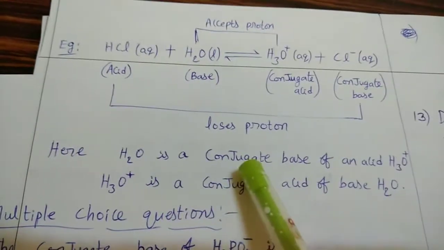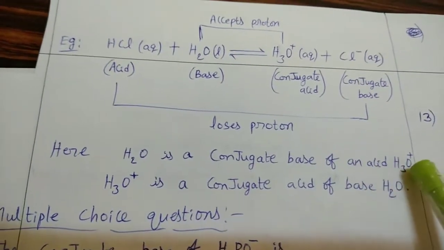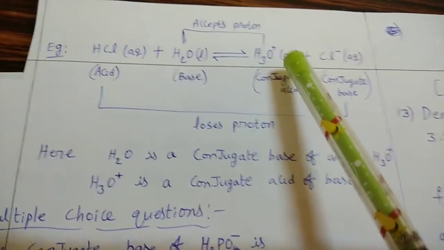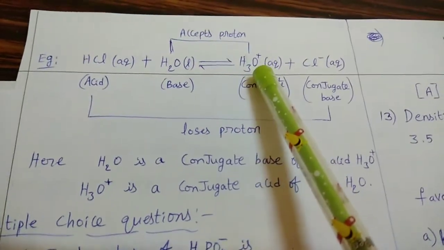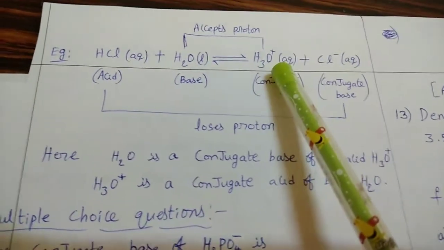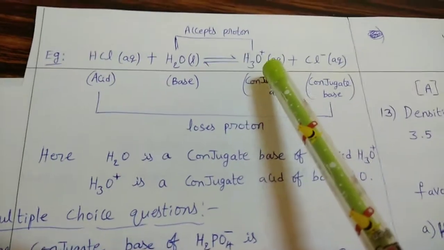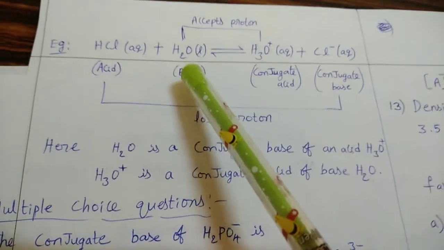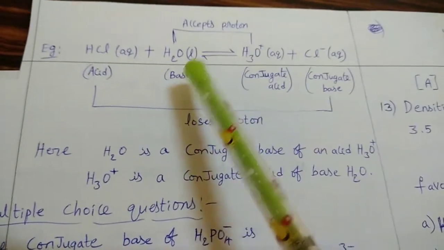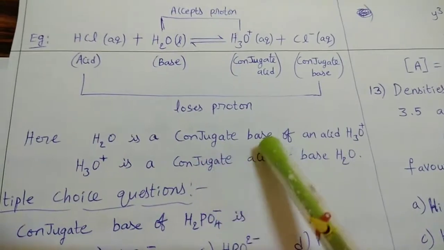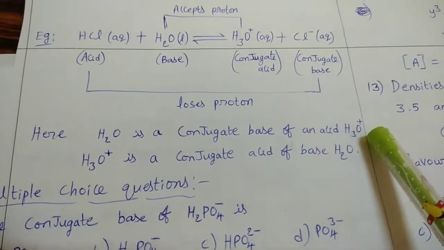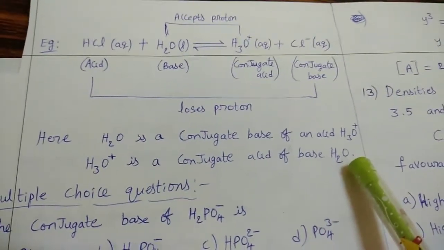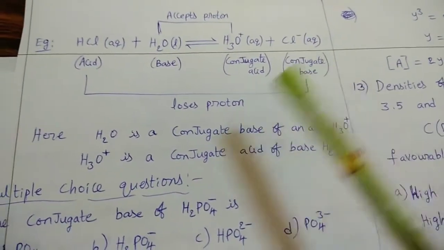See this. H2O is the conjugate base of the acid H3O plus. This is the base, this is the conjugate acid. Suppose we consider that H3O plus can donate H plus. That's why it is an acid. After donating the H plus ion, the remaining species is H2O, so this is the conjugate base. H2O is a conjugate base of the acid H3O plus. H3O plus is a conjugate acid of the base H2O. Don't get confused. Understand carefully.